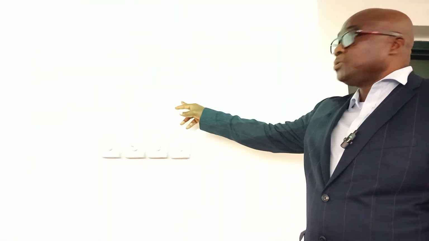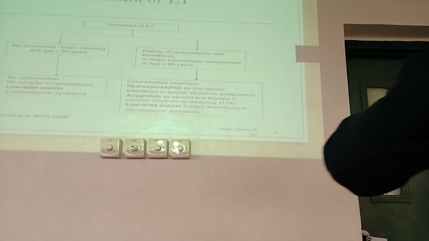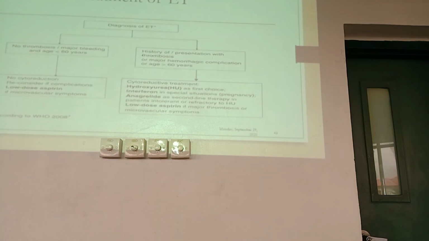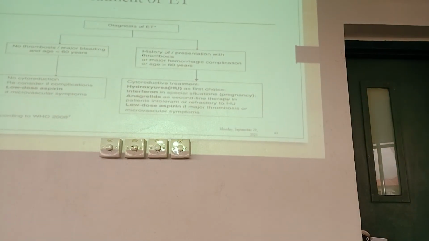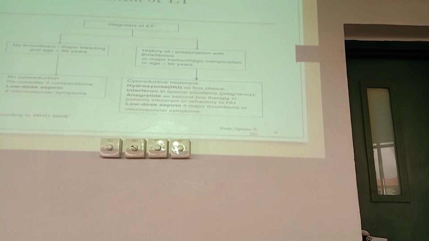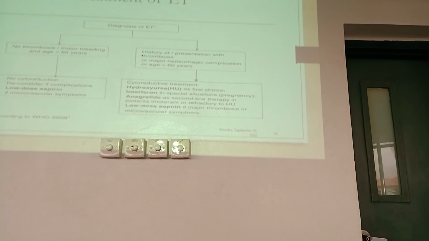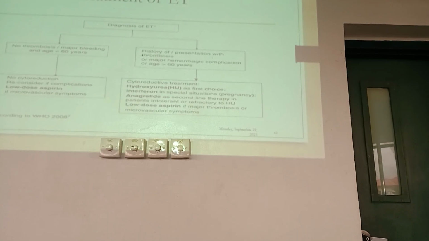Hydroxyurea is also good for treatment, just like in polycythemia rubra vera. But they say hydroxyurea can cause secondary malignancy too, and it's not safe in pregnancy. So you can use anagrelide because it's safe in pregnancy. Because we see pregnant women with essential thrombocythemia, and that one can cause death easily. Low dose aspirin is also useful.